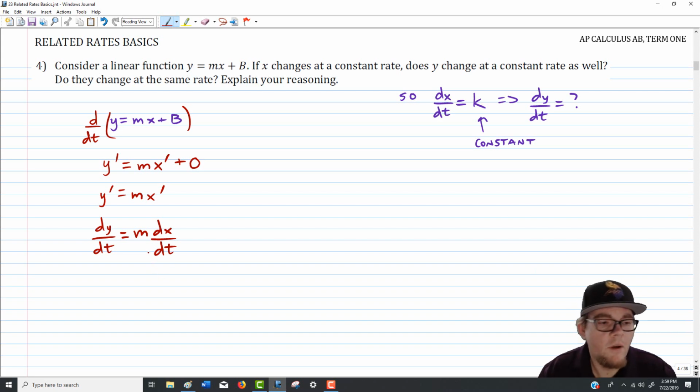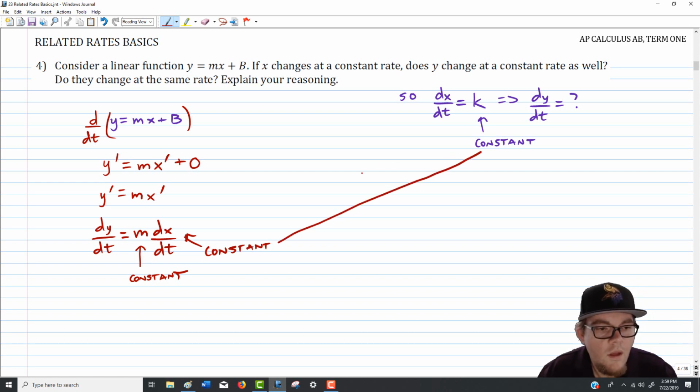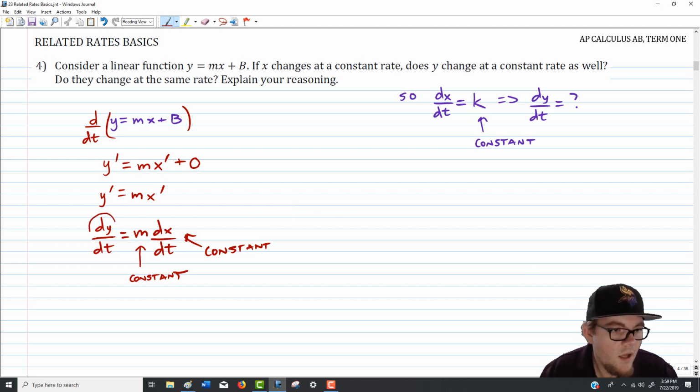So far so good. There we go, we have a relationship. Now, things that we know: m, being the slope, is constant. And second, we also know that dx/dt is a constant because, and bear with me here, they told us it was. So that tells me that we have a constant times a constant, and that product of two constants is equal to the rate of change of y.